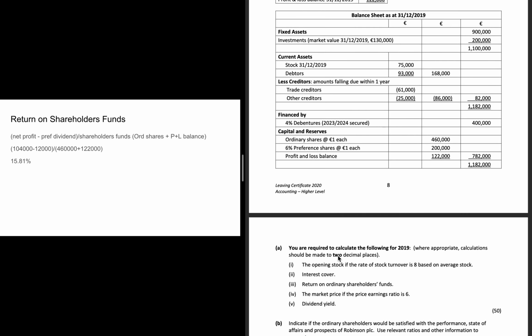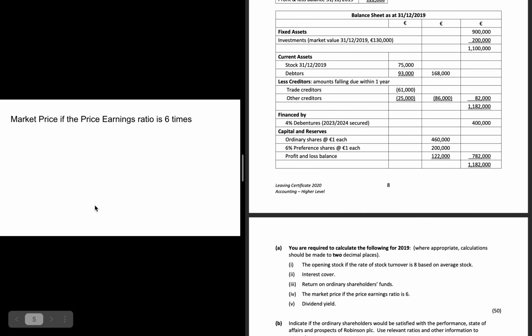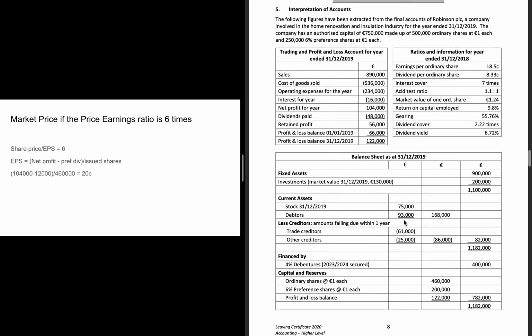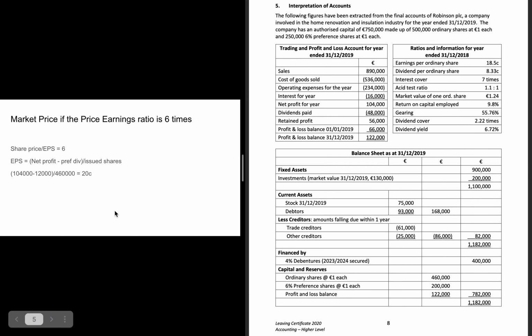So the price earnings ratio is 6. And so share price over EPS is 6. Now we can work out the EPS, that's just a formula. So EPS is net profit minus preference dividend over issued shares. So net profit is 104, preference dividend 12, so that's 92, over issued shares 460. So 92 over 460 is 20 cent. Okay, so that's our earnings per share.